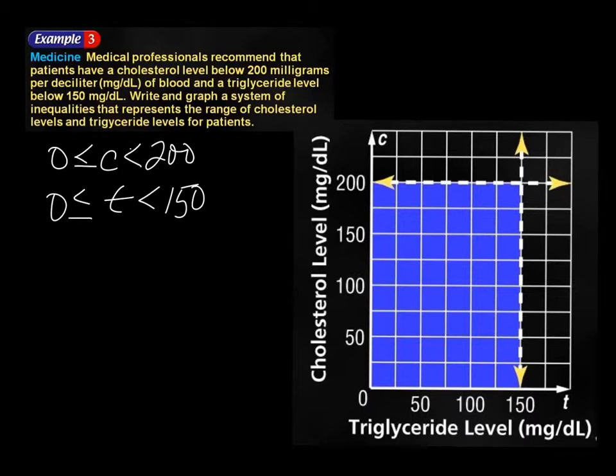And does it matter which one's the independent, dependent variable? In this case, absolutely not. So if you had switched triglyceride and cholesterol, it would not matter. So just as long as you have them labeled, it's all good. So they have T, a dash line at 150 because you don't want to equal it. And for C, a dash line at 200 because you don't want to equal it, and shade less than both of them.